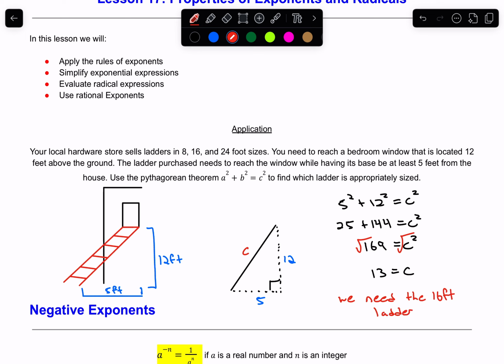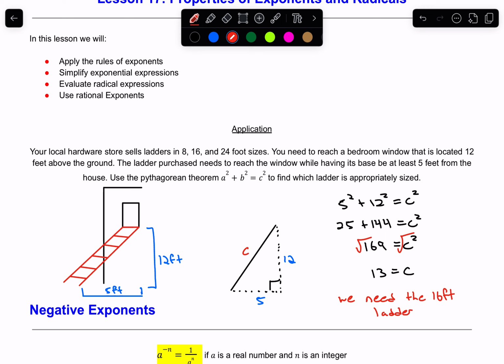We need the 16-foot because if you buy too short of a ladder, you're not going to safely reach that window. And you could get the 24-foot ladder, but let me tell you, sometimes too much ladder is annoying because you got to carry that thing around and store it. So you don't want to buy a 24-foot ladder if you don't need it.